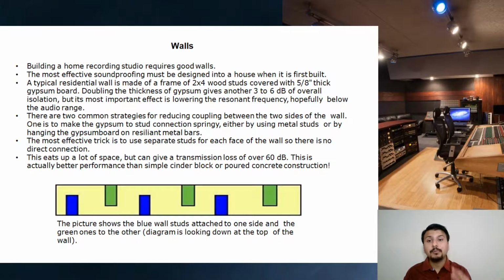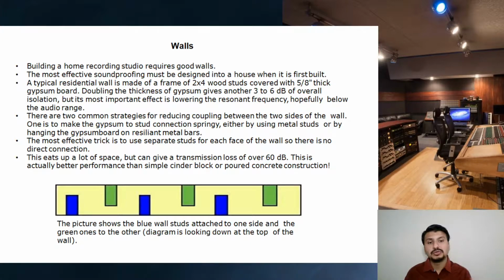But its most important effect is lowering the resonant frequency, hopefully below the audio range. There are two common strategies for reducing coupling between the two sides of the wall. One is to make the gypsum to stud connection springy.